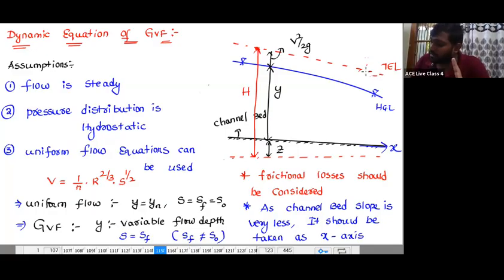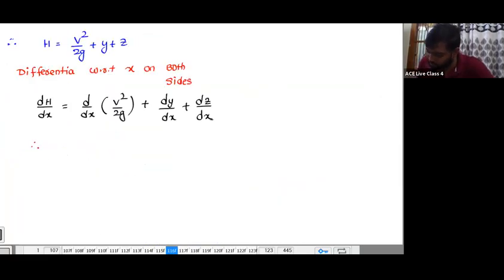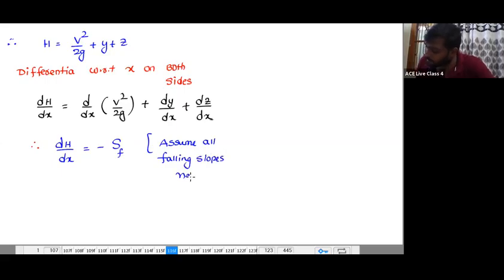is always falling, in this case assume the falling slopes are negative. So can I write this dh by dx as minus SF. Assume all the falling slopes are going to be negative. So dh by dx is equal to minus SF.